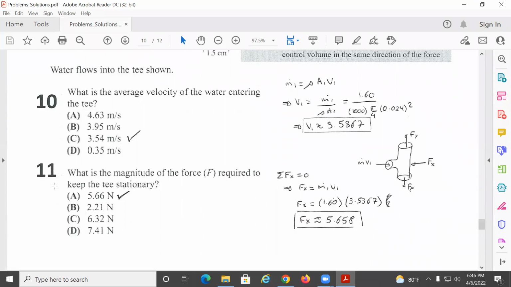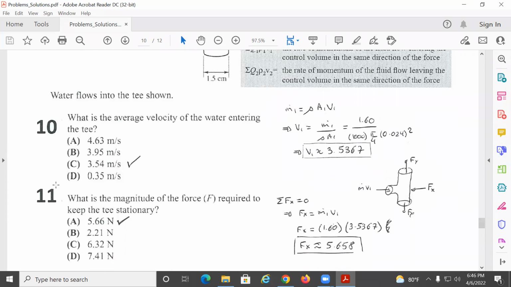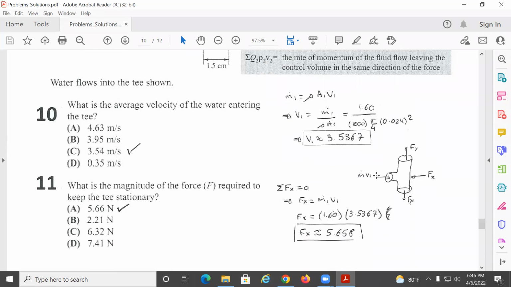So this is a continuation of this problem. What is the magnitude of the force required to keep the T stationary? Okay, so I drew the figure here. When you have the fluid here, it's going to push on the wall over here. So you're going to need one force over here, Fx, in order to keep it from moving. And since these ones have the same area, the force produced on top will be the same as this one here, because we neglect the effect of the weight or gravity of the water, okay?